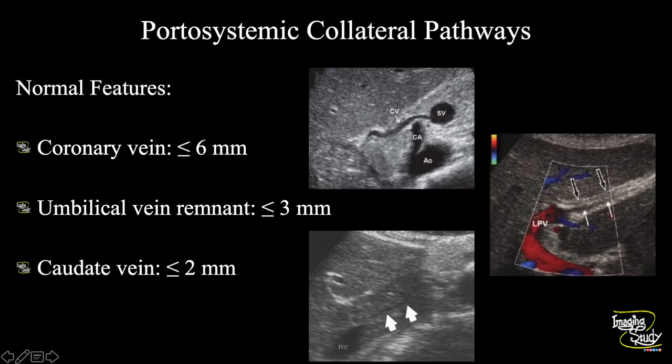Here are the three vessels that you commonly do not scan in regular practice. The coronary vein drains into the splenic vein, which is well seen with the sagittal view of the splenic vein. The diameter of the coronary vein or left gastric vein should be up to 6 mm. Within the ligamentum teres, you will get the umbilical vein. The diameter of this vein should be up to 3 mm. And the caudate vein is seen within the caudate lobe with a diameter up to 2 mm, counted as normal.